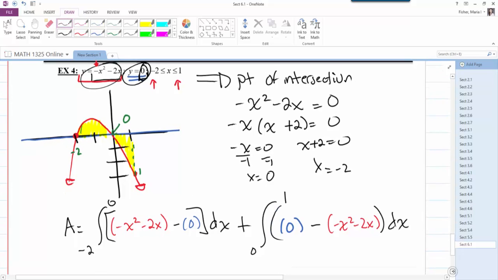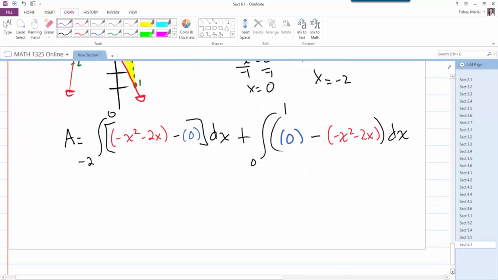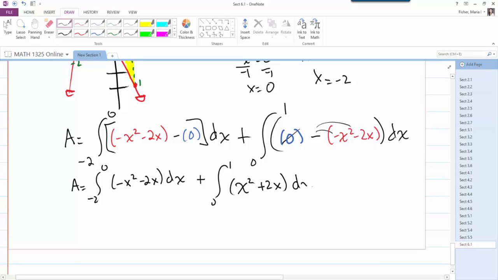So all we need to do is clean this up, and then we can integrate and evaluate. So A is equal to the integral from -2 to 0. This just becomes -x² minus 2x dx, plus the integral from 0 to 1, and here the 0 goes away, but if I distribute that negative, this becomes +x² plus 2x dx. So let's go ahead and integrate all of this.